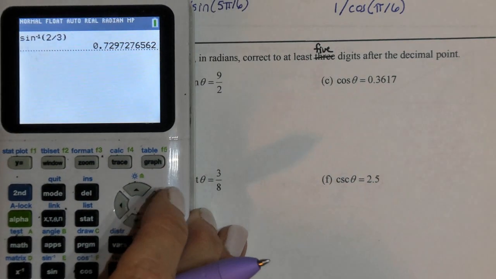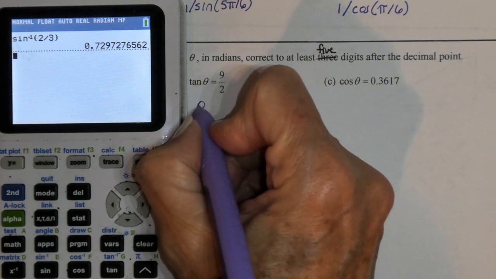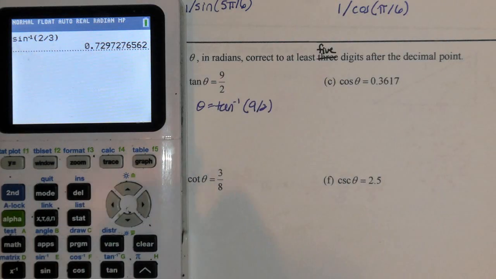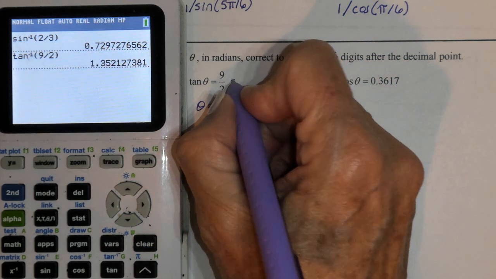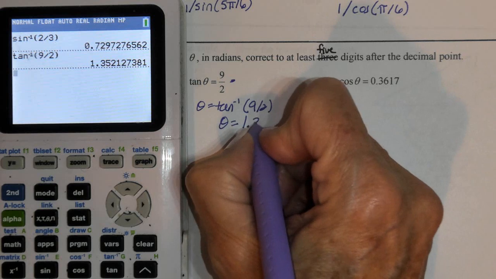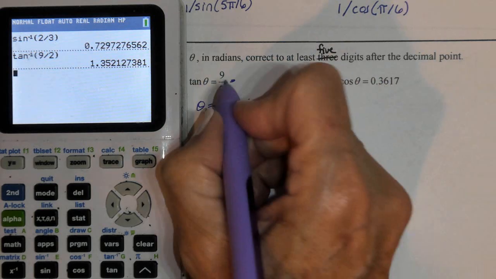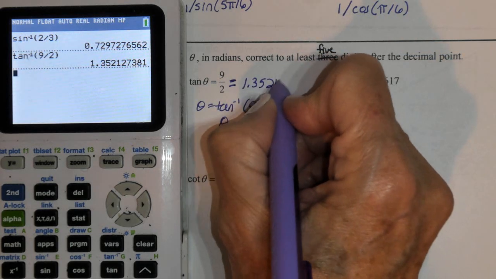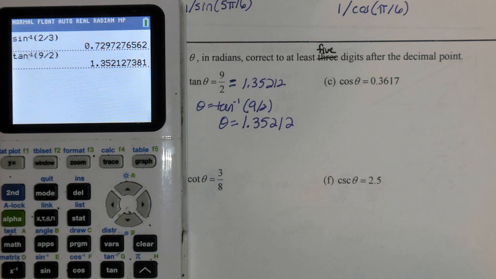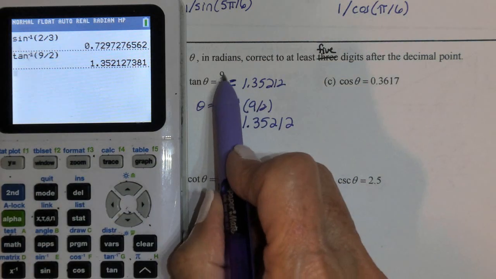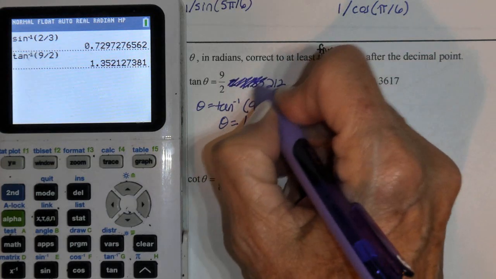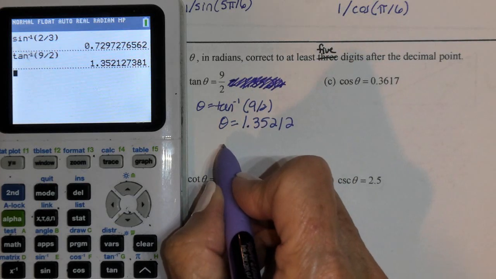Okay. For this one, theta will be tangent inverse of 9/2. Tangent inverse or inverse tangent, either way. So theta will be 1.35212. You guys, would it be correct to come up here and write equals 1.35212? Is that correct? No, it is not correct. You are telling me that 9 over 2 is equal to that. Are those two things equal? No, they're not. So do not write your answer up there. Write it down here, okay?